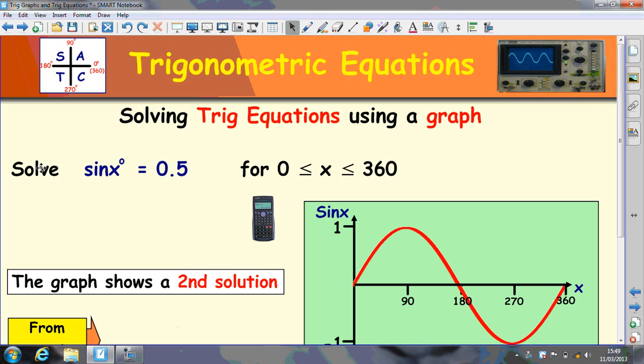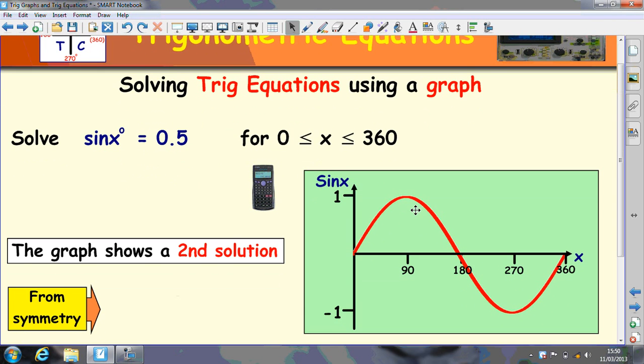So what we have here first of all is this equation here, sine x equals 0.5. It says here for 0 is less than or equal to x is less than or equal to 360. This just means give all the solutions between 0 and 360 degrees. Your graph here shows you the sine wave which goes from 0 to 360 degrees. So essentially we're trying to find out where in this graph sine x equals a half.